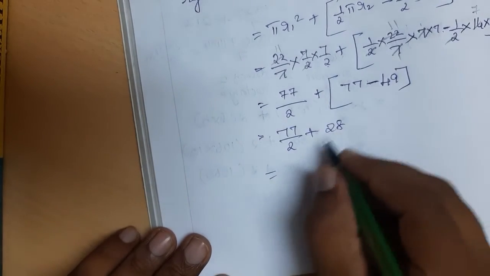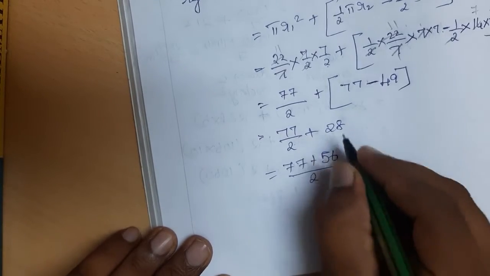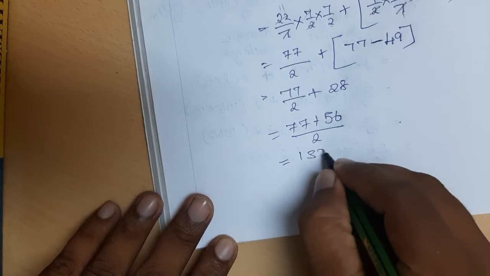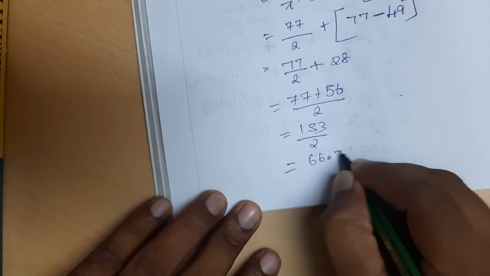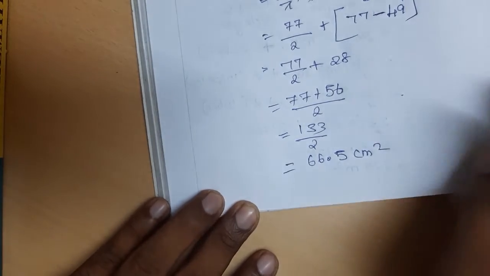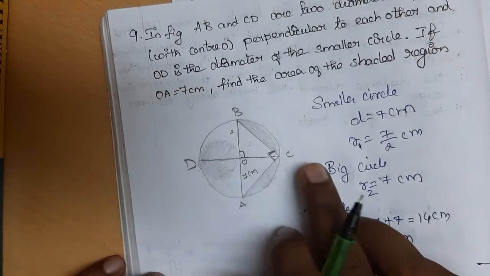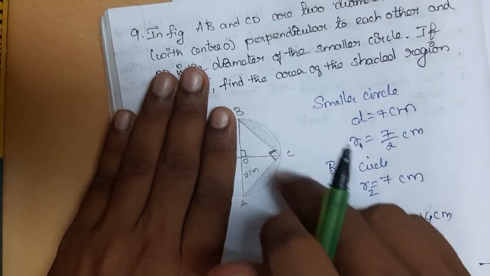So 77 by 2 plus 77 minus 49 is 28. So let us take an LCM. So 77 plus 56 by 2, that is 2 is multiplied here. So 77 plus 56 is 133 by 2, we can easily divide, half is 66.5 centimeter square is the area of the shaded region. So here we found the area of this full circle plus area of this semicircle minus the triangle, you will get the shaded region.